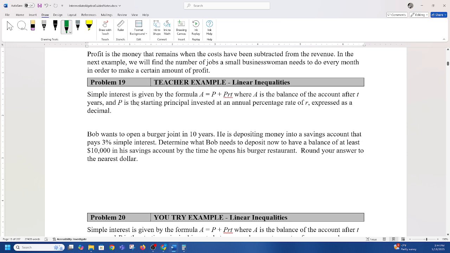So here's what we are going to do. We have to figure out which of these variables each of these numbers pertains to. We'll start off with the first sentence. Bob wants to open a burger joint in 10 years. Years is time, so T must be 10. So I'm going to write that down.